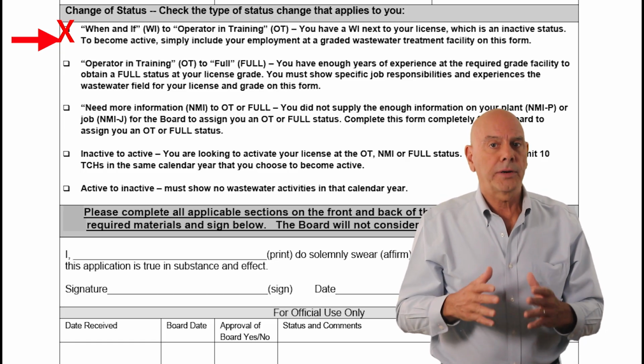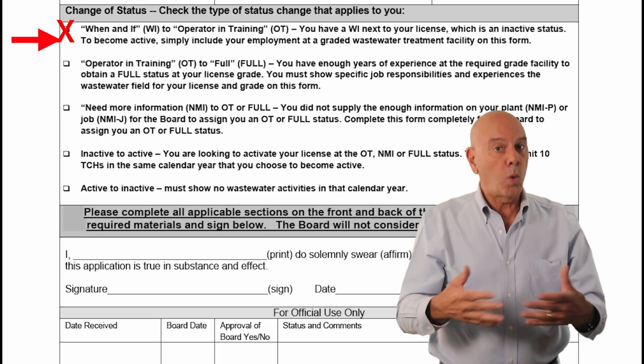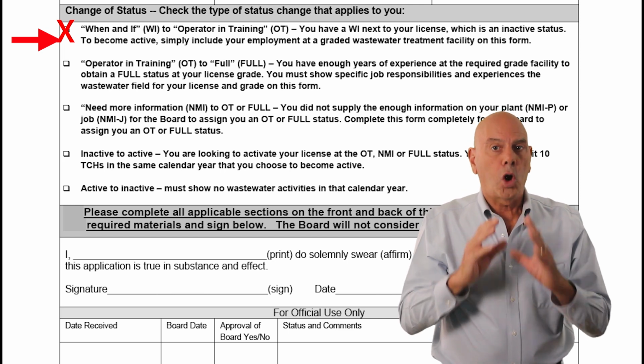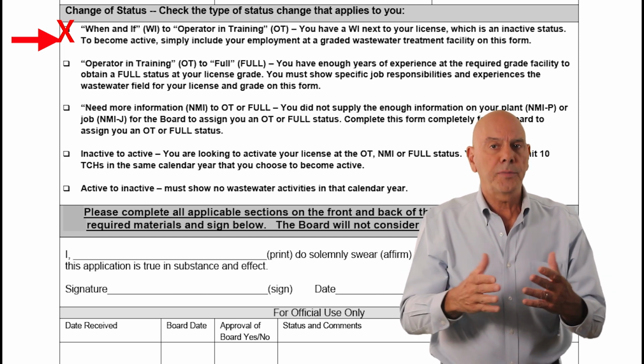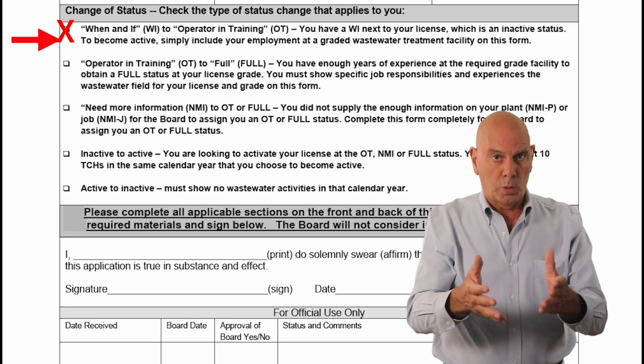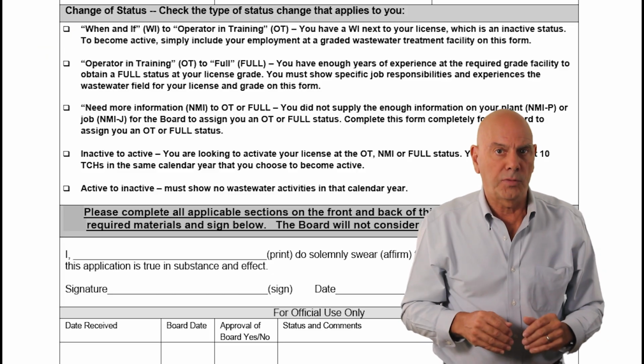A when and if operator has passed the licensing exam but isn't working on a job that requires an operator's license. By the way, that also makes you inactive. All you need to do is to include information on the current job that you're working at that requires you to work as a wastewater operator, and we'll cover that information when we get to that section of the form.